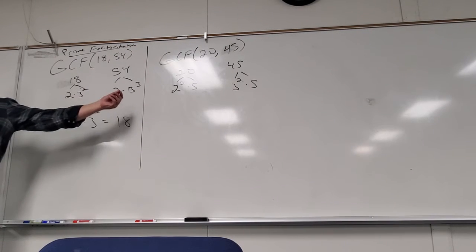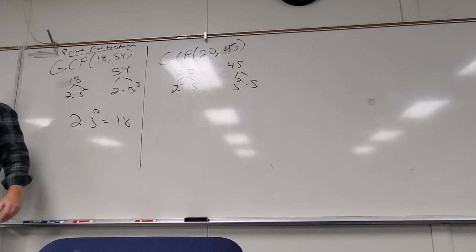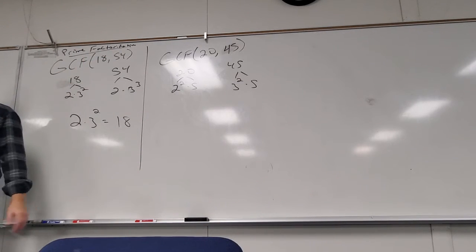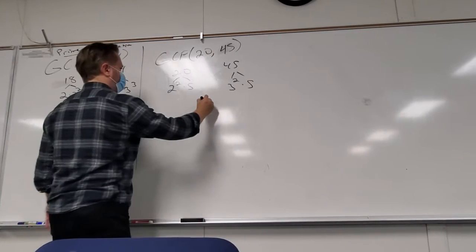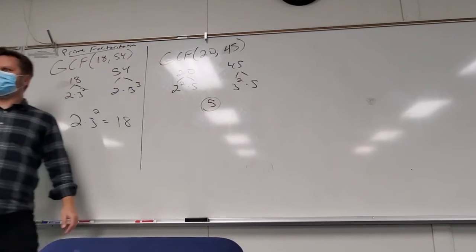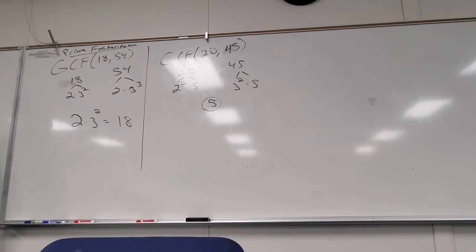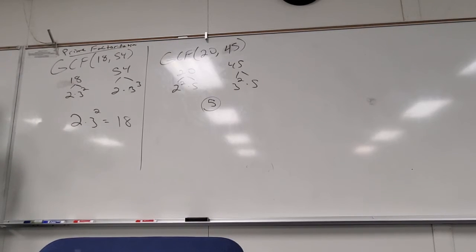What's the biggest thing they both have? Did they both have a 3? No. Did they both have a 2? No. What's the biggest thing they both have? 5. I love it. So 5 is the GCF. Nice. So it's very direct. It's just breaking them all the way down and saying, what's the most they have in common, right?